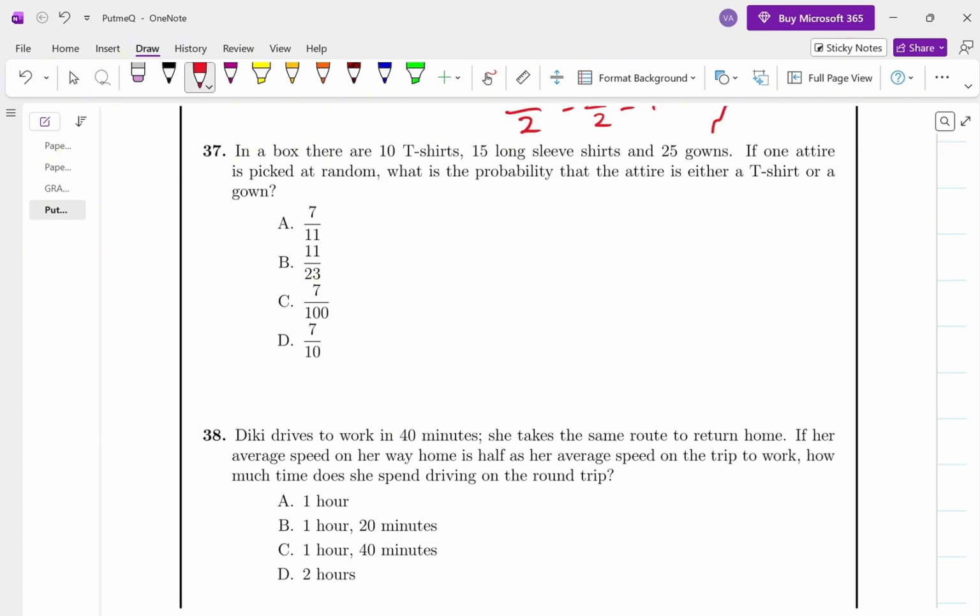10 plus 15 is 25. 25 plus 25 is 50. What is wrong with me? So the total is 50. So we're going to pick a shirt and we want it to either be a t-shirt or a gown.